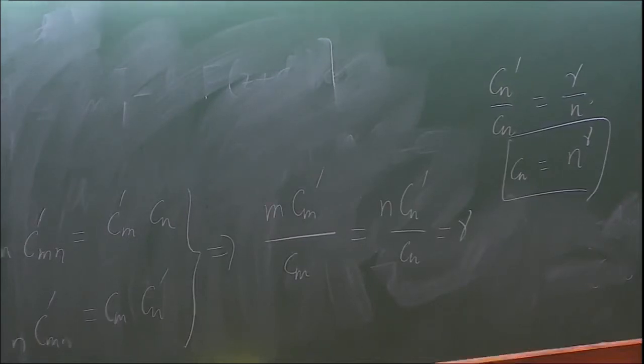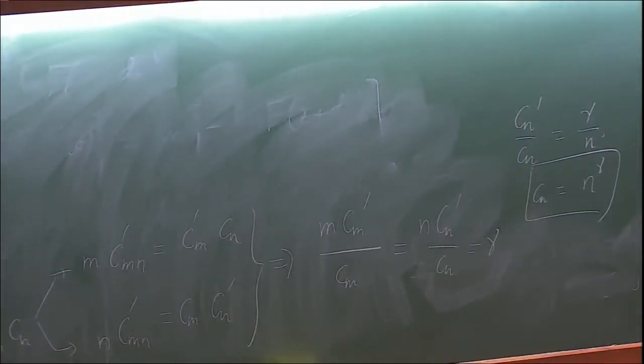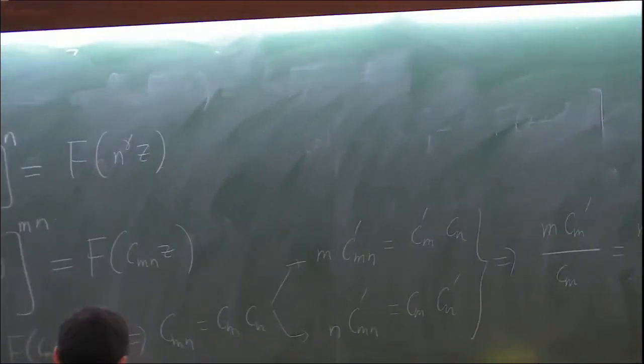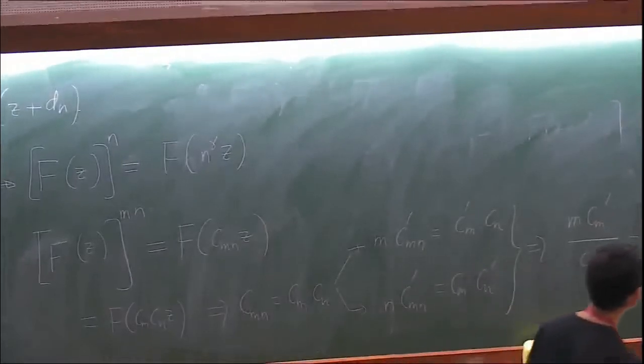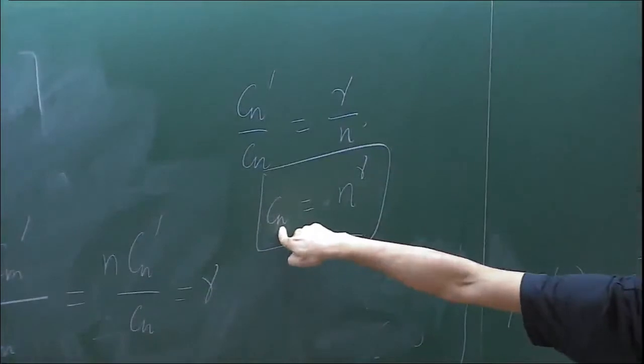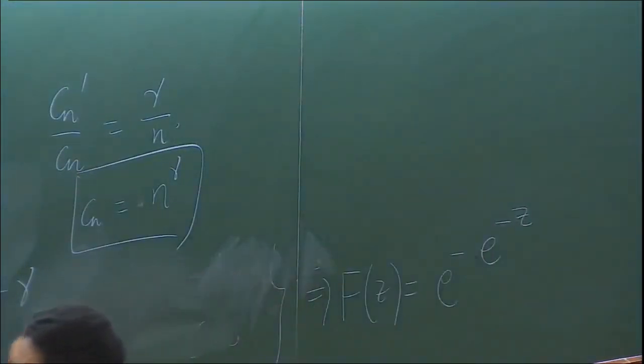Therefore you have to solve this equation with C_n: f(z)^n is equal to f(n^gamma z). So this is the equation you have to solve. The coefficient you can just set to 1, because C(1) is just 1: if you take one variable, there's no C_n, so this has to be equal to 1.